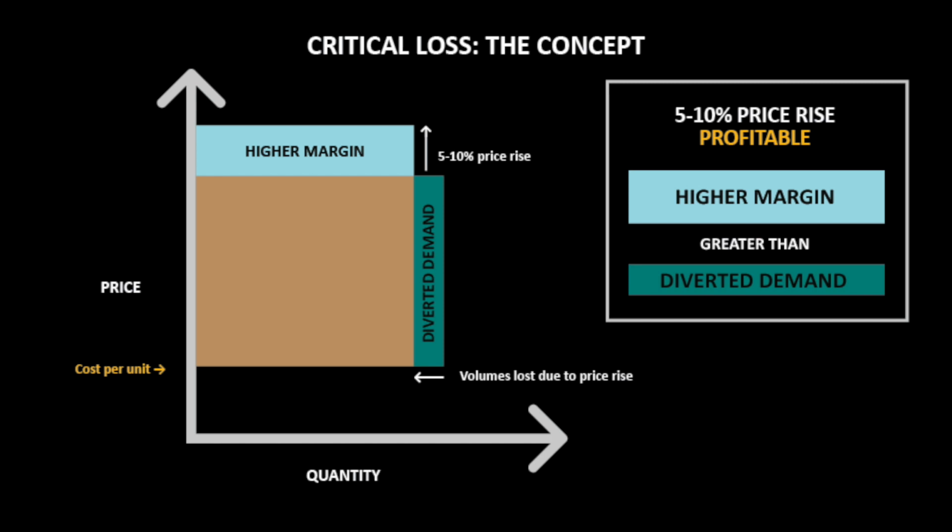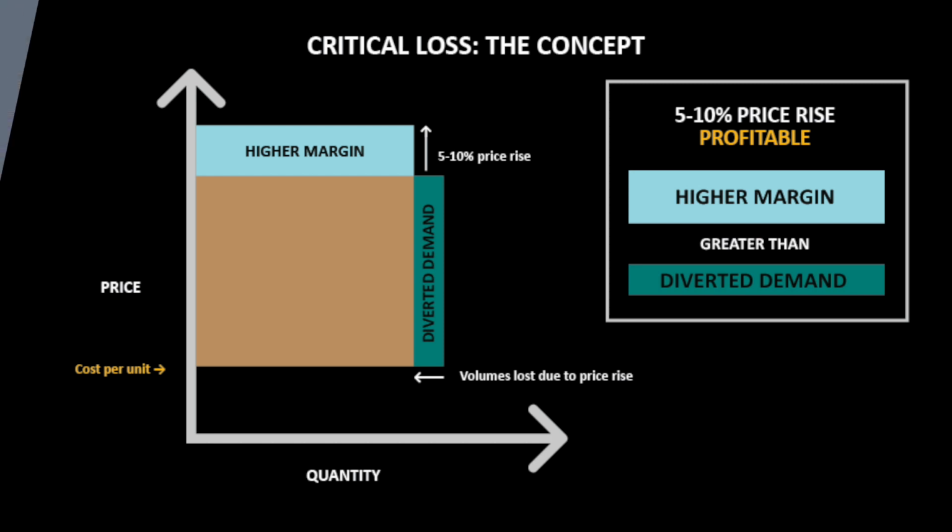However, because some consumers do not switch away, higher profit is earned on those consumers that remain with the firm. That additional profit is shown by the box marked higher margin. So for us to test whether overall this 5 to 10% price rise is profitable, we compare the size of the two boxes. And in this example, the higher margin box, i.e. the amount of extra profit generated from the customers that did not switch away, is greater than the amount of profit lost from those customers that did switch away. So in this example, the 5 to 10% price rise is profitable.